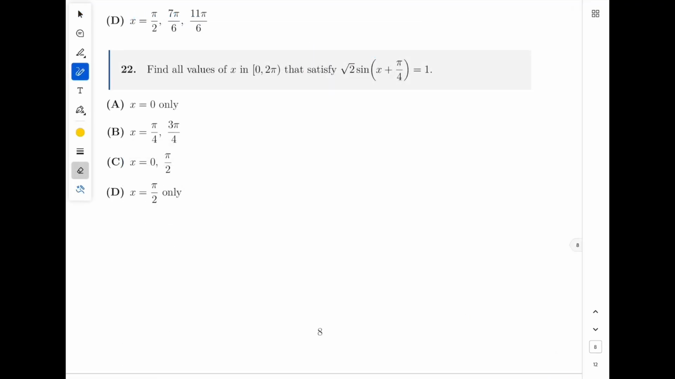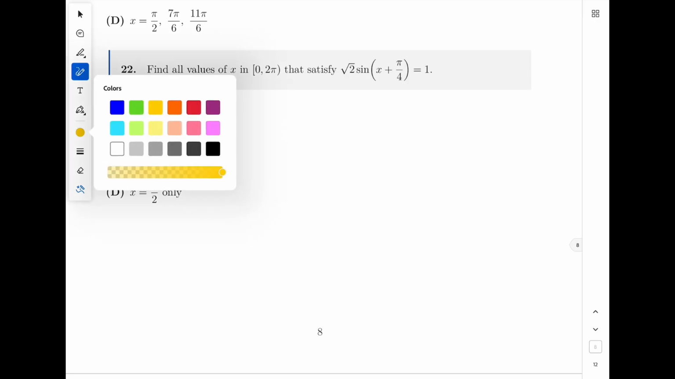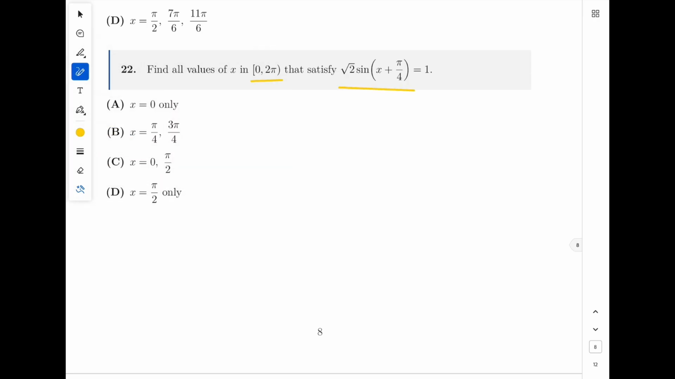Question number 22, again a similar type. I want you to be very thorough with these type of multiple choices because these will appear on your AP test. Find all values of x in this domain, again the same domain, that satisfy this equation.